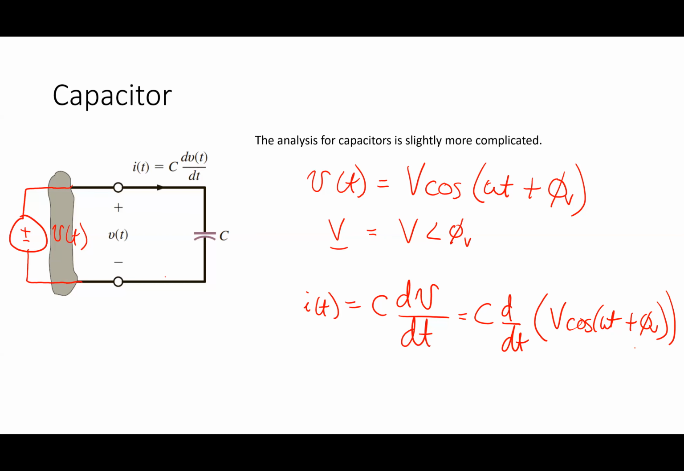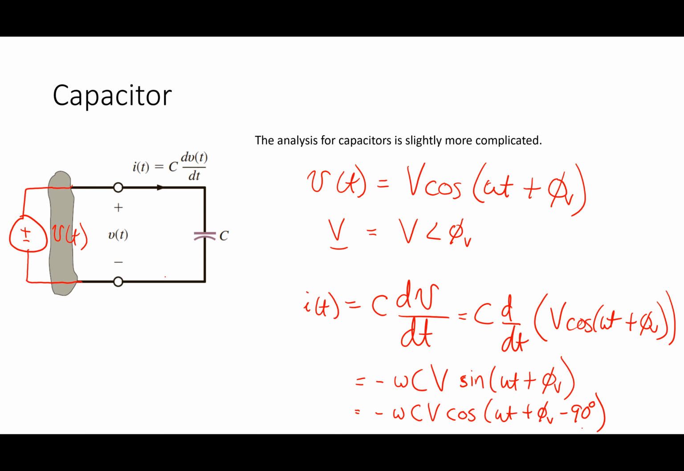Okay, so what's the derivative of cosine omega t with respect to time? Negative omega V sine omega t plus phi v. So it's going to be negative omega C times V times sine omega t plus phi v. Now again, I don't like sine, so I want to change that for myself. How can I turn that into a cosine? How did I turn sine into a cosine? Subtract 90. So this is cosine omega t plus phi v minus 90 degrees.